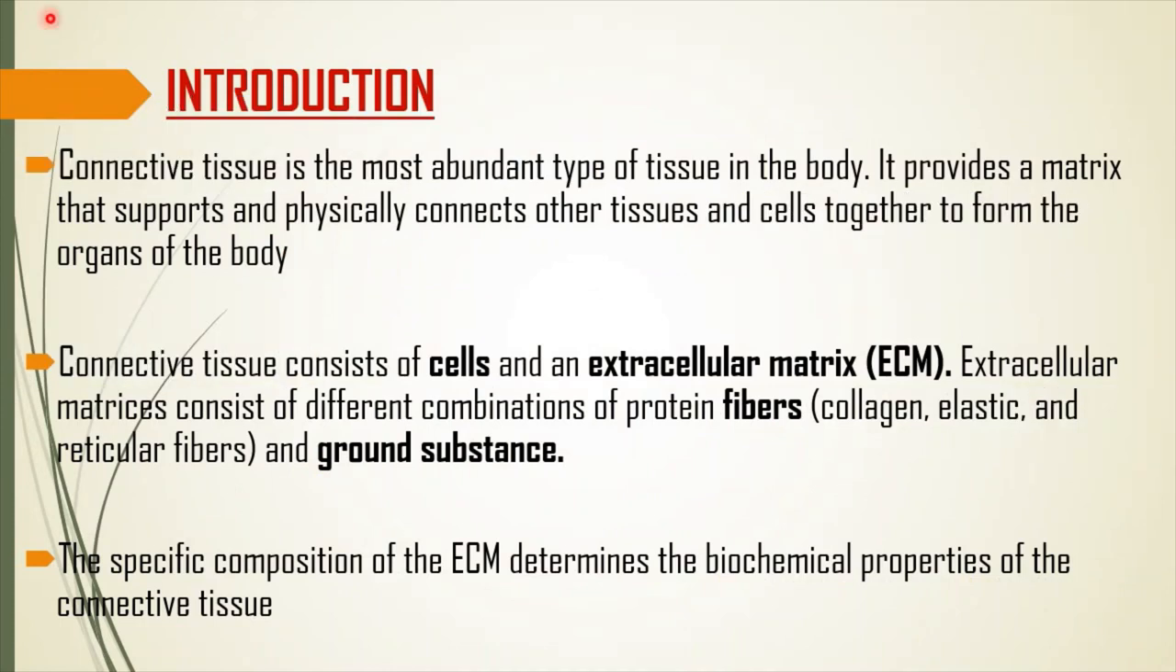Before we look at the histological slides, let's look at some introduction to connective tissue. What you need to know is that connective tissue is the most abundant type of tissue in the body. It provides a matrix that supports and physically connects other tissues and cells together to form the organs of the body. Connective tissue consists of cells and extracellular matrix, which is denoted as ECM. Extracellular matrix consists of different combinations of protein fibers and ground substance. Now, the specific composition of the extracellular matrix will determine the biochemical properties of the connective tissue.